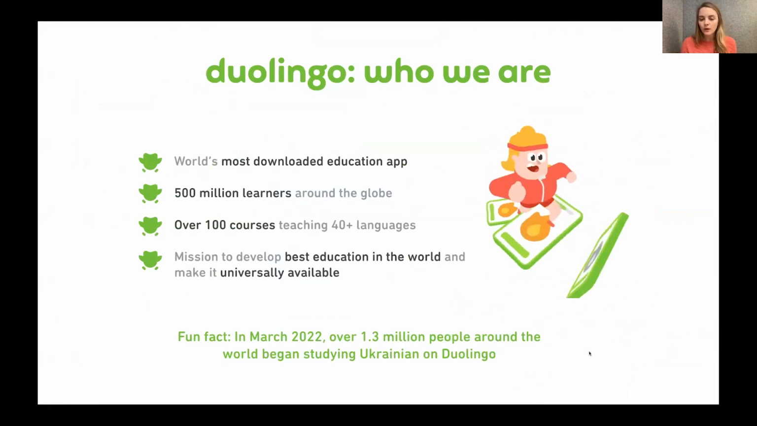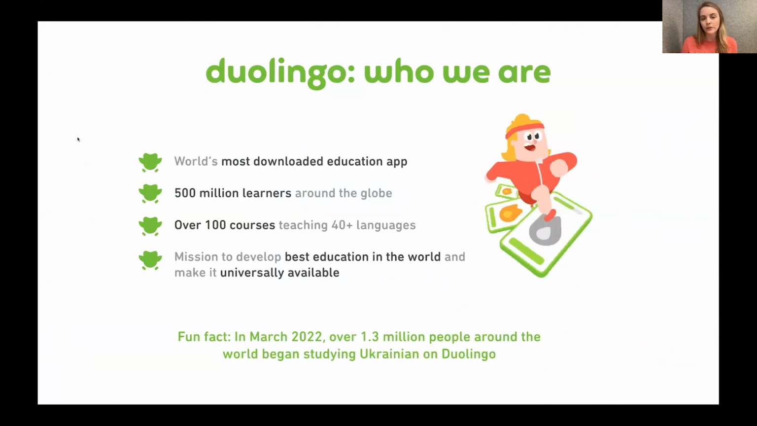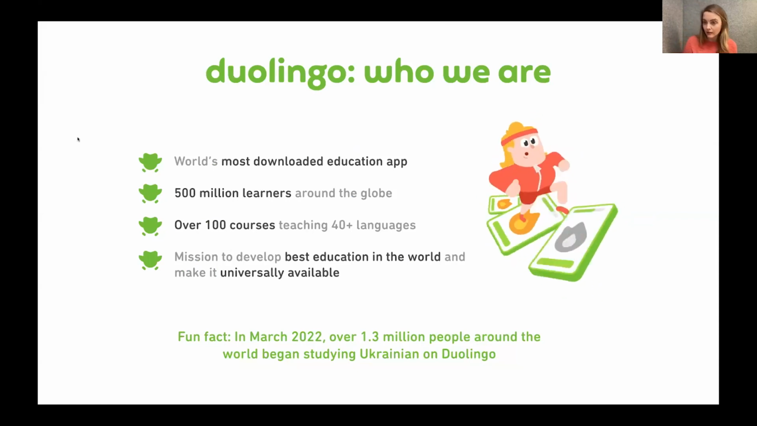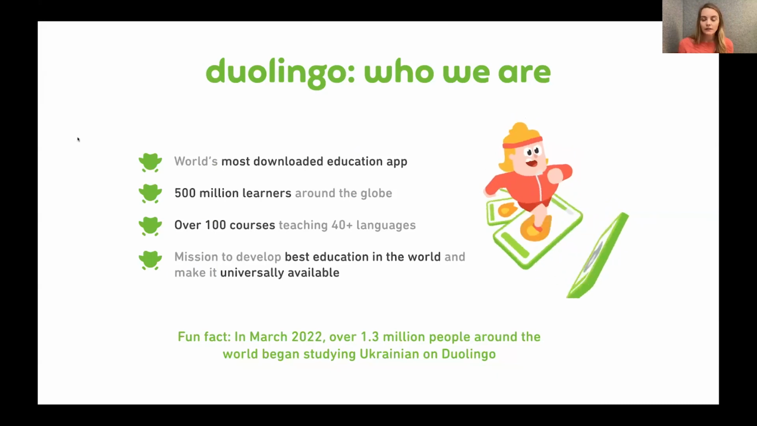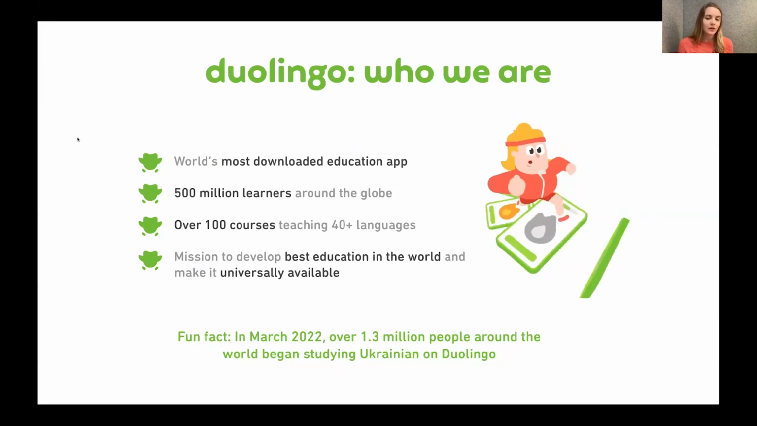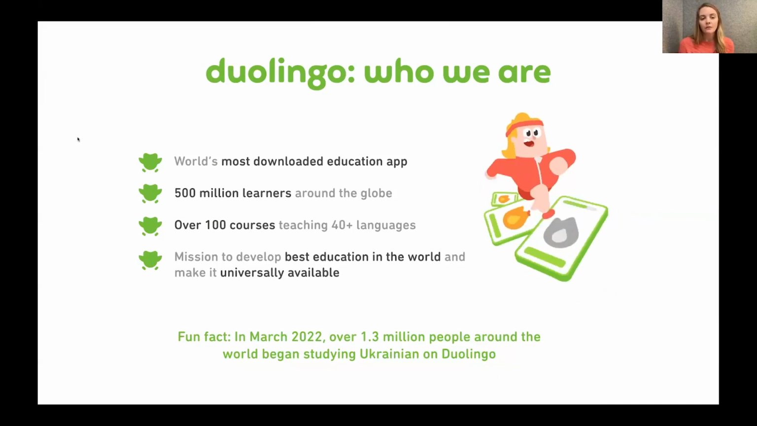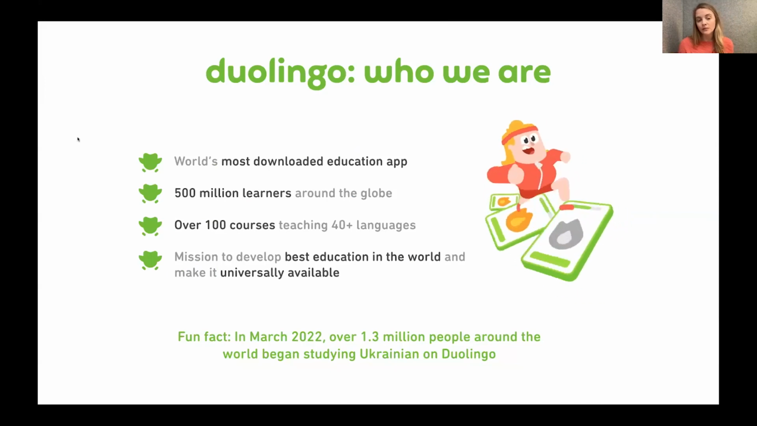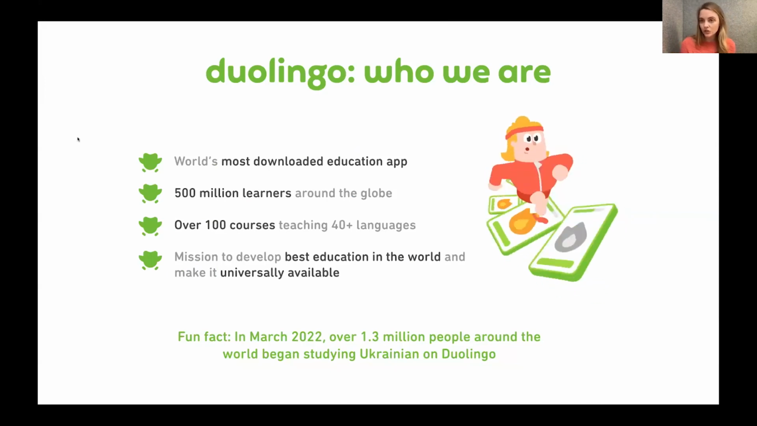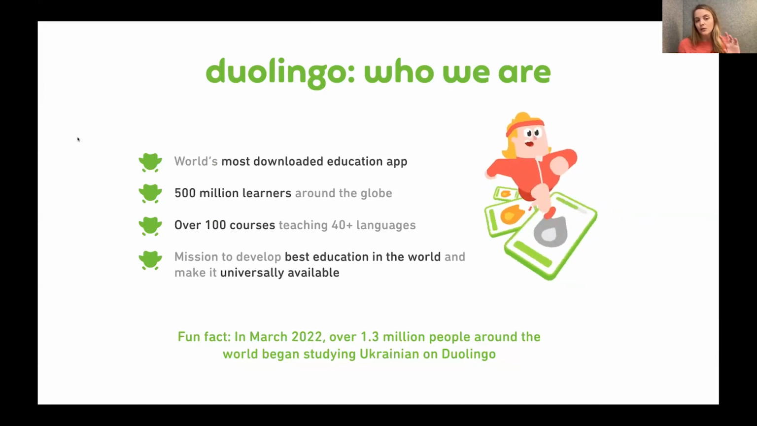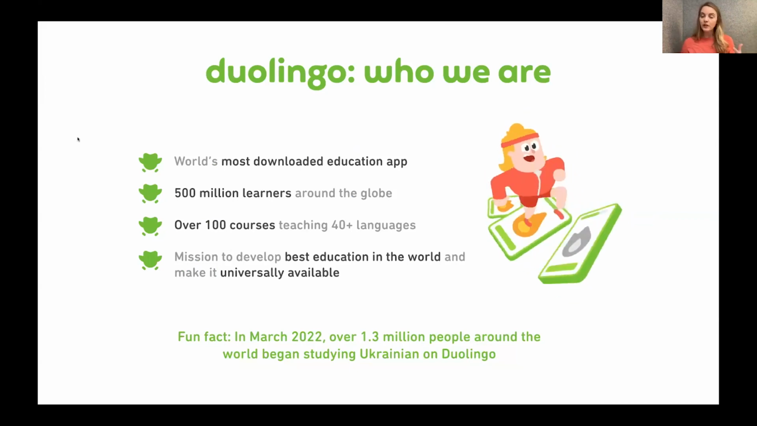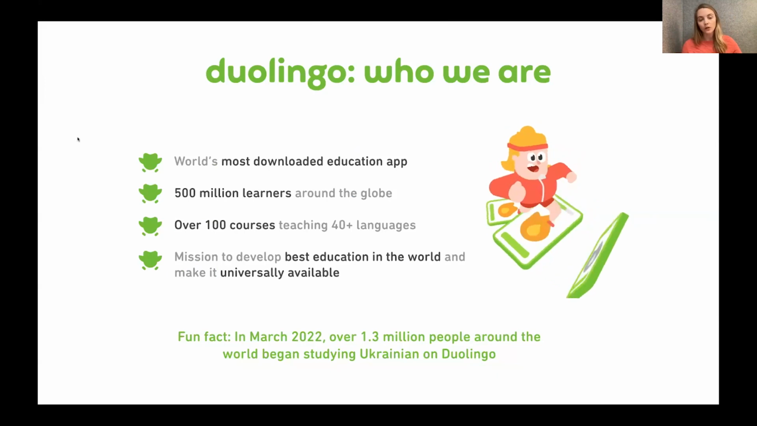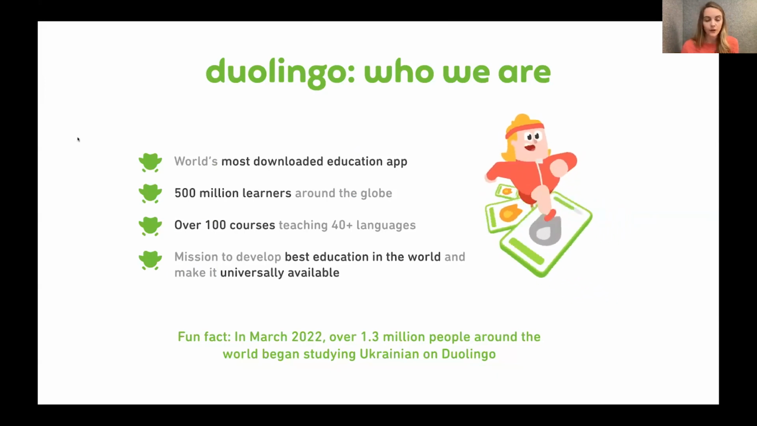So first, a quick word about who we are. If you're not familiar, Duolingo is the world's most downloaded education app. We're most known for offering language learning, though we're exploring other spaces as well right now. We have over 500 million learners, and we offer over 100 courses teaching over 40 languages. The reason those two numbers are different is because our language courses are directional. So we don't just offer English, we offer English for Spanish speakers or English for Chinese speakers, etc.